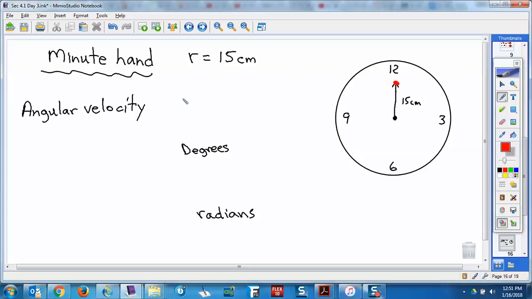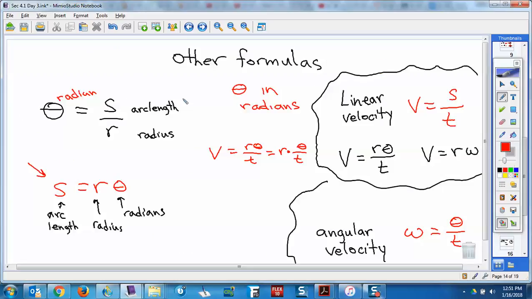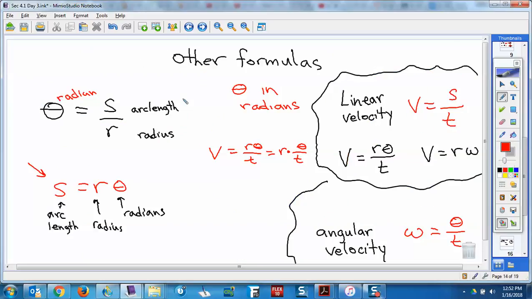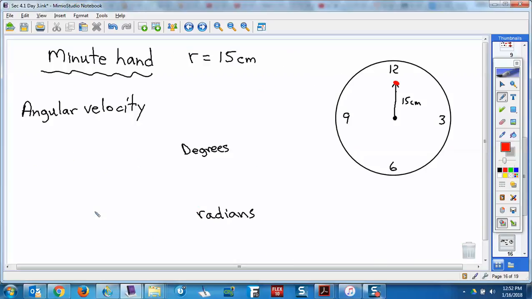Well, what do we need for angular velocity? What's the one formula I said you should know? That one right there. Angular velocity is just an angle divided by a time. Linear velocity is a distance divided by a time. Really, those two. Now, S equals R theta is probably not a bad one to throw in there as well. Okay? So I need an angle divided by a time.